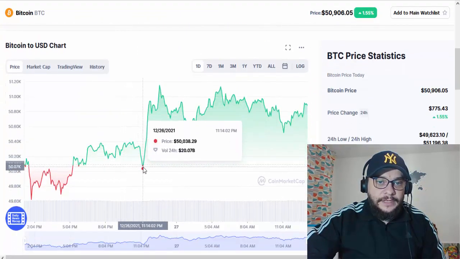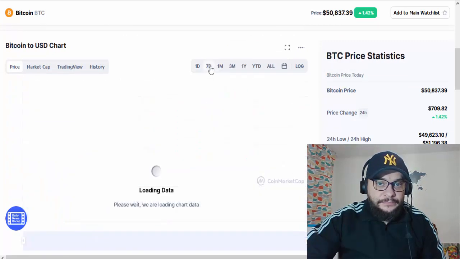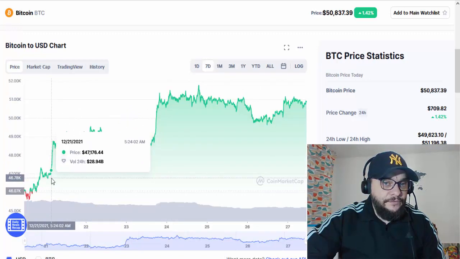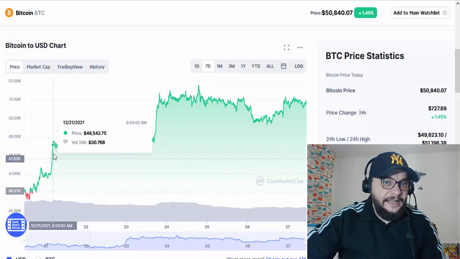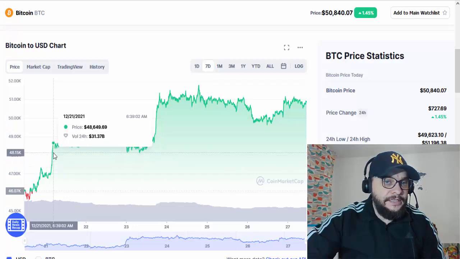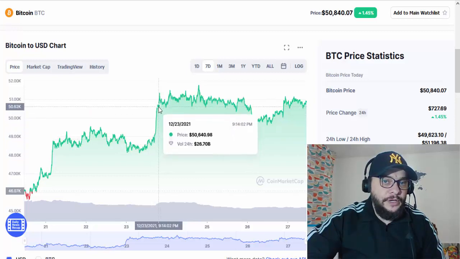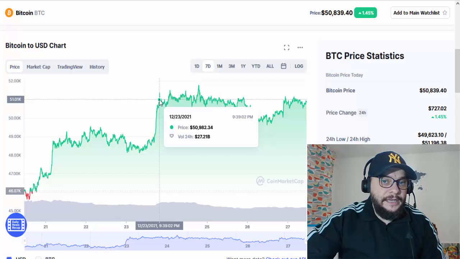And if we go here on Bitcoin, we can see that we have big ups and downs. Let's put it on 7 days. We have this big up here, a strike from 47.176 to 48.649. Here we have this big up from 49.077 way up to 50.982.